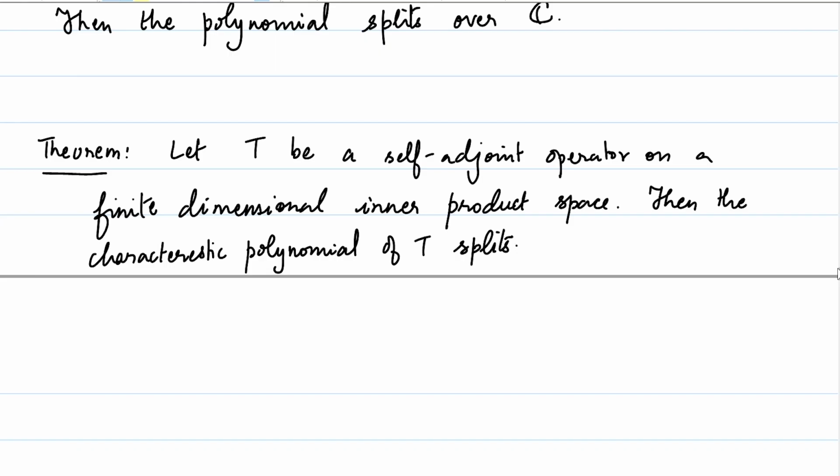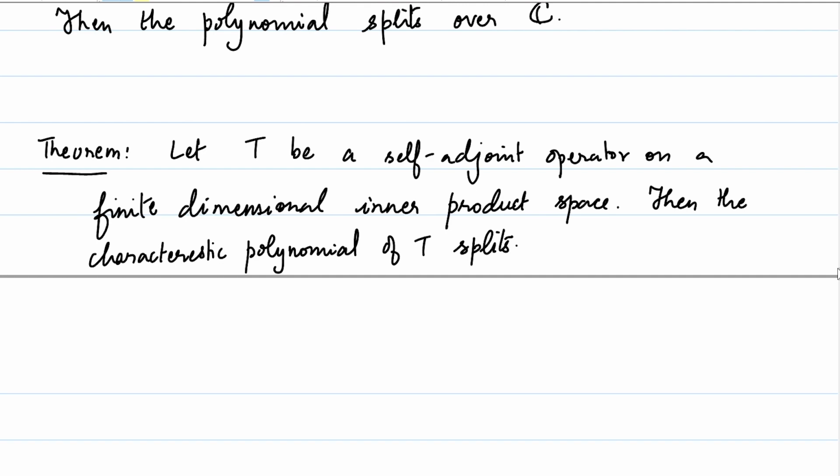So irrespective of whether it is a real inner product space or a complex inner product space, this is true. In the case of a complex inner product space, there isn't much that the theorem is telling, because if you look at the matrix of T, that will be a matrix which has complex entries. And if you look at the characteristic polynomial, it will be a polynomial with coefficients from the field of complex numbers, and by the fundamental theorem of algebra, it splits.